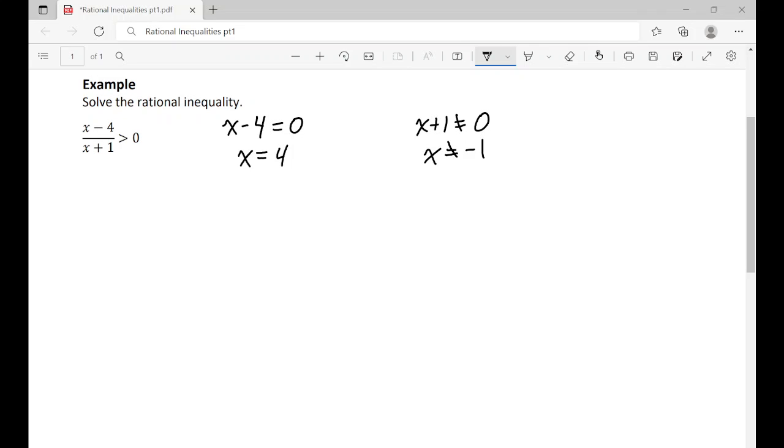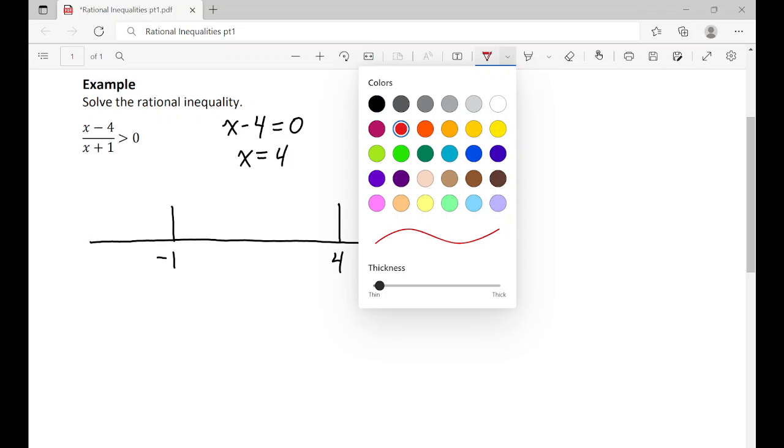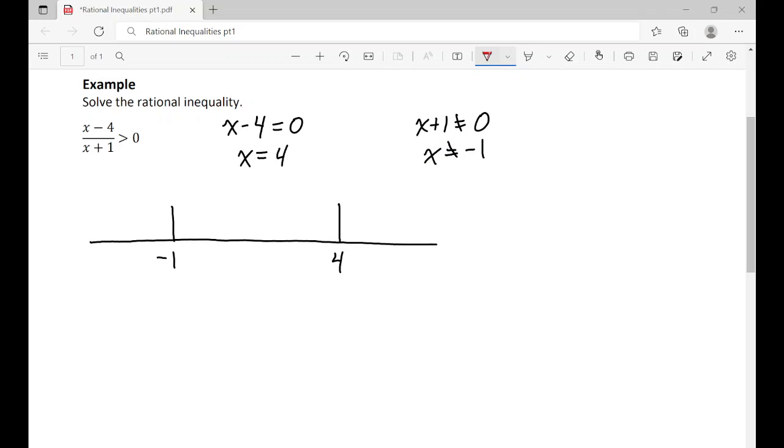So I have my two numbers, and I'm going to figure out my solution to this inequality by using a number line graph. So negative 1 and positive 4. I need to find test points that are in between these numbers and to the sides. Something less than negative 1, I'm going to say negative 2. Something in between negative 1 and 4, I'll say 0. And something greater than 4, I'll say 5.